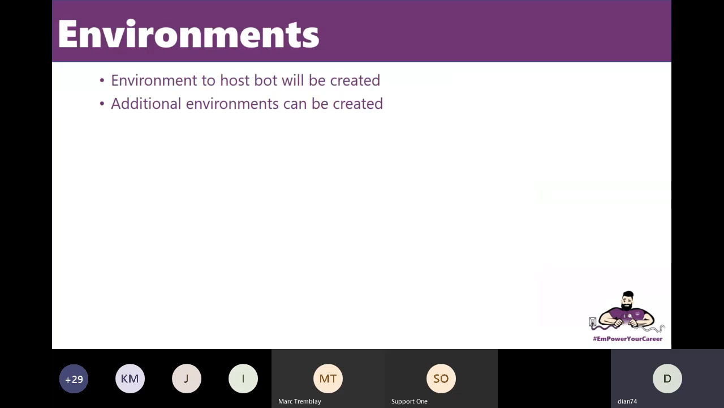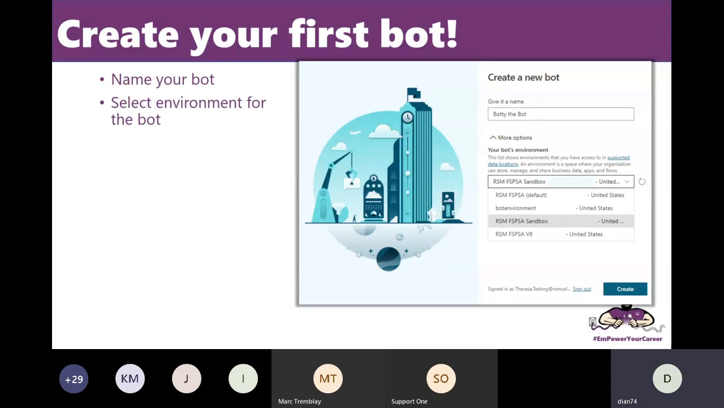So once you sign up, the system will actually create something that's called an environment, which is where your host bot will be created. And if you need to create other additional environments, that can happen as well. So basically, this screen is going to come up, and it's going to ask you to select your name, and then you can select the environment for that bot, which is that environment that I just mentioned that's created automatically. You can see here that I actually called it bot environment. So I can just pick that.